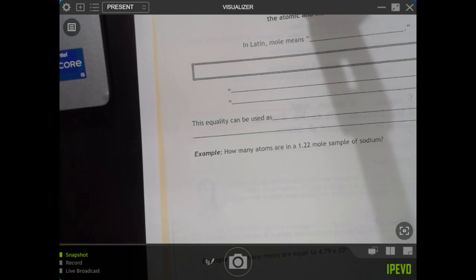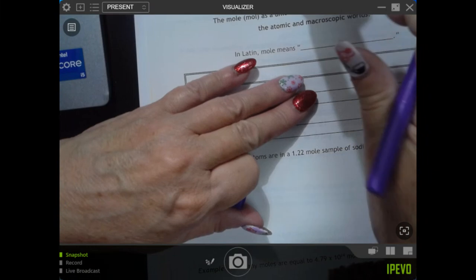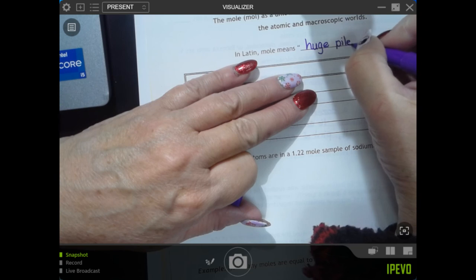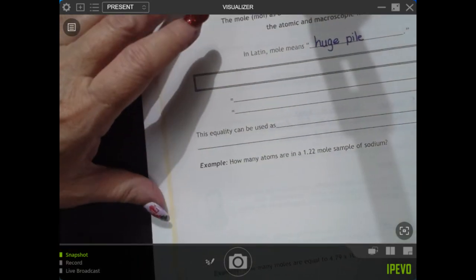Okay, so the mole, M-O-L-E, which we abbreviate mol, is a unit that allows us to go into the lab and relate teensy little particles of atoms to the grams that we can weigh on the balance. In Latin, mole means huge pile, which I suppose if you had a microscope specific enough, you would be able to see a huge pile of atoms.